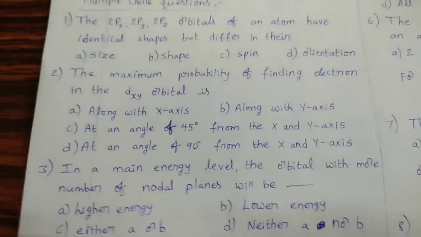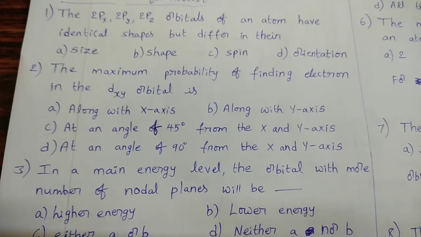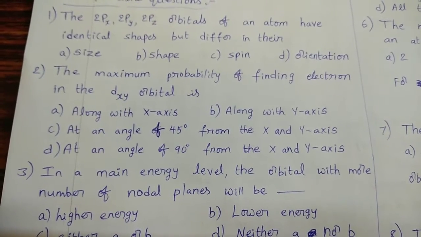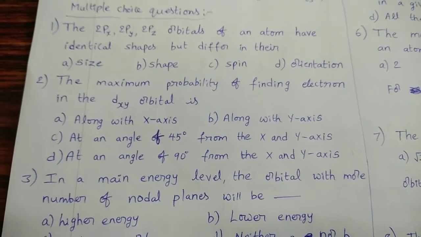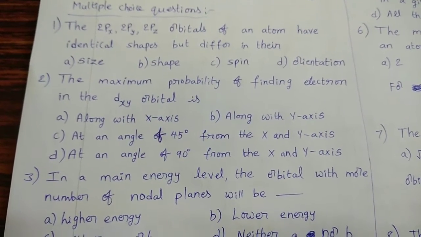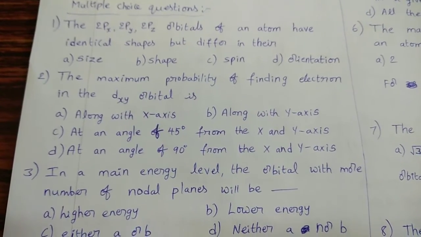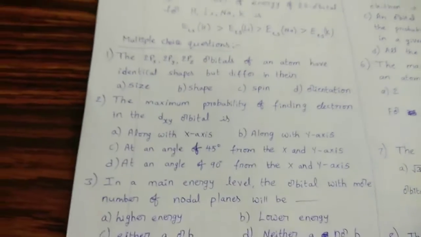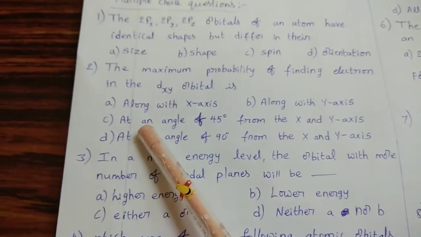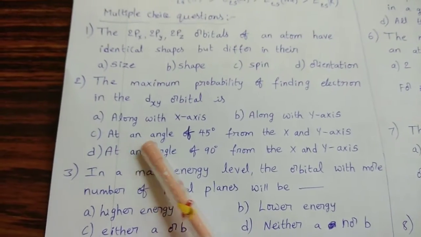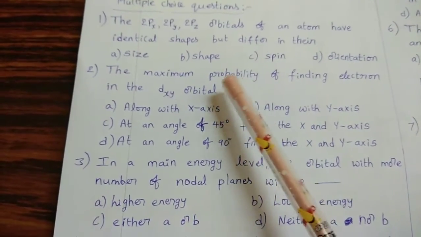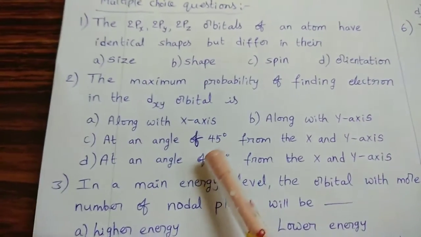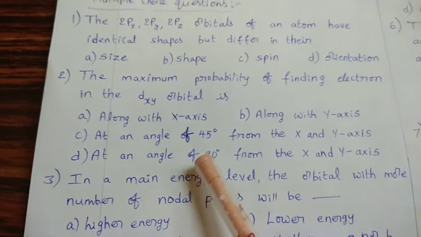See the next one. The maximum probability of finding electron in the dxy orbital is... In the dxy orbital, electron density is present in between x and y axis. So, the suitable option is: at an angle of 45 degrees from the x and y axis we can find electron density. Option C is the answer. At an angle of 45 degrees from x and y axis we can find maximum probability density. So option C is the answer for this question. Next.